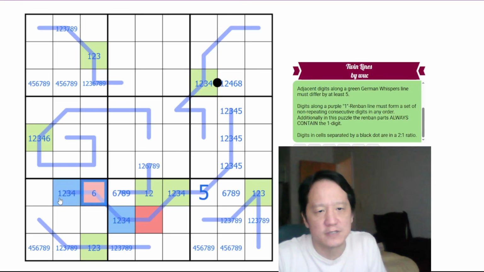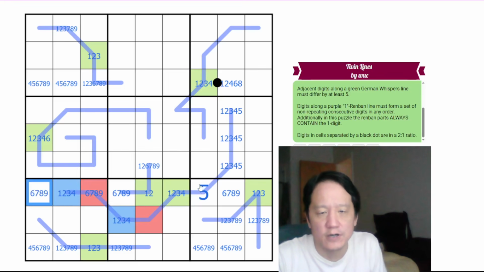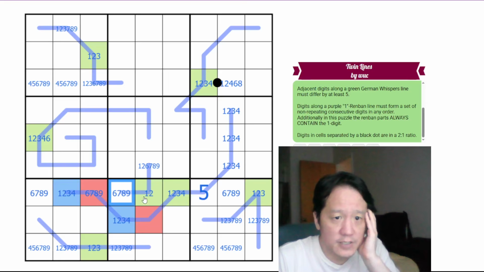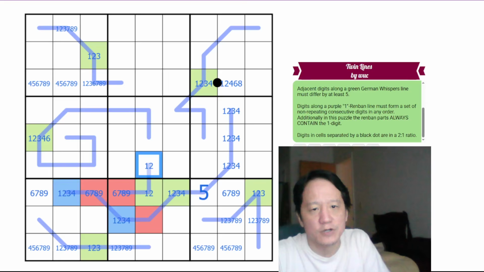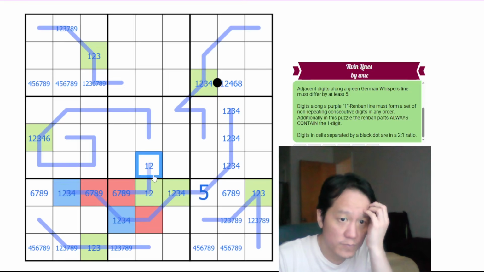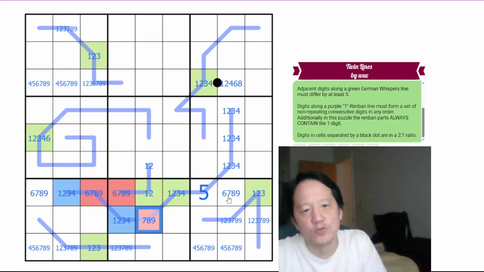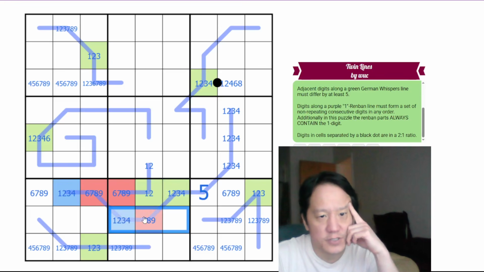That leaves this as 6 through 9, 6 through 9 here. This is 5, which eliminates 5 from being there. So this has to be high, which makes that the Renban. So this is 1 or 2 here. This is next to 2 unique digits on the Whisper 5 part. So this is 7, 8, and 9.